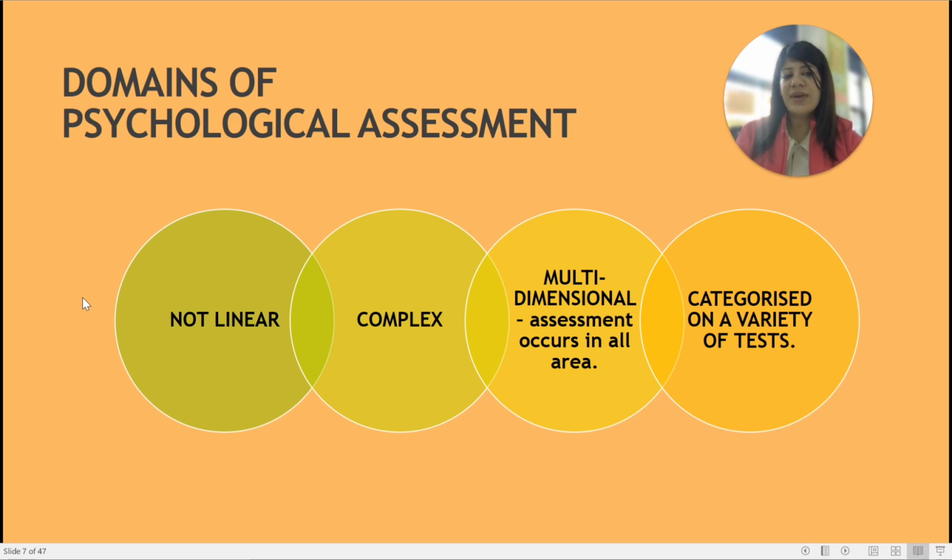All of these psychological assessments are categorized in a variety of ways. There are several ways in which these are tested, and it'll be interesting to explore it as we go.